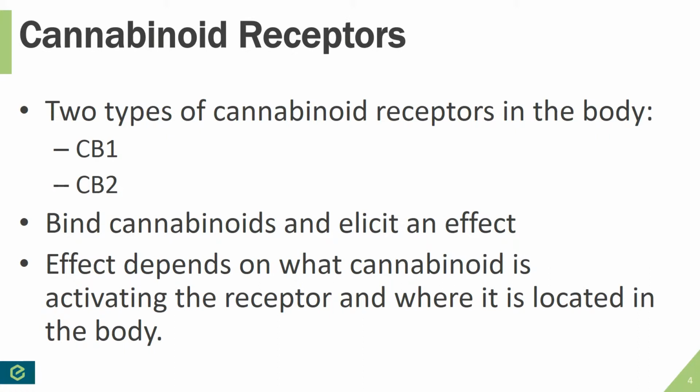In terms of what that effect is, it has several factors that it will depend on. The first being which of these 100 or so cannabinoids is the one that's binding to the receptor, which of these two receptors is it binding to, and where is that receptor located in the body when it is bound.